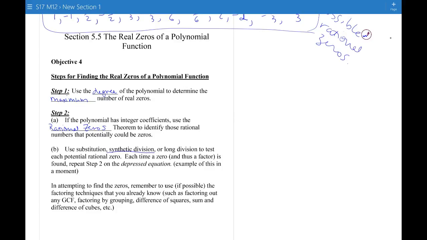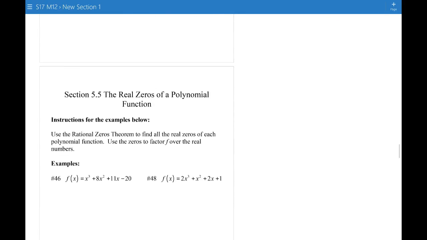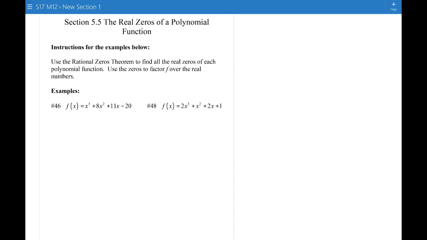So each time a zero, and therefore a factor, is found, then you repeat step 2 on the depressed equation. And I showed you that earlier, but I'll show you again. After you finish synthetic division, you can see what the other factor looks like, which is called the depressed equation. And when you're attempting to find the zeros, remember to use the factoring techniques that you already know. Factor out any greatest common factors, remember factor by grouping, difference of squares, sum and difference of cubes, etc. You need to still remember all that good stuff.